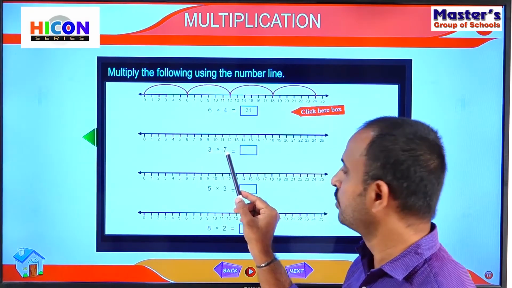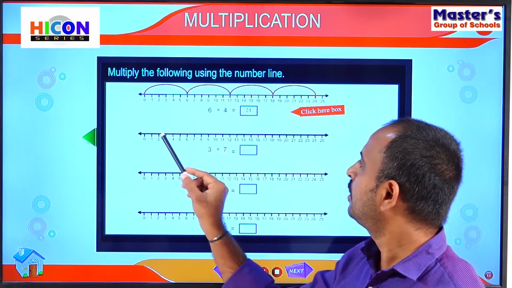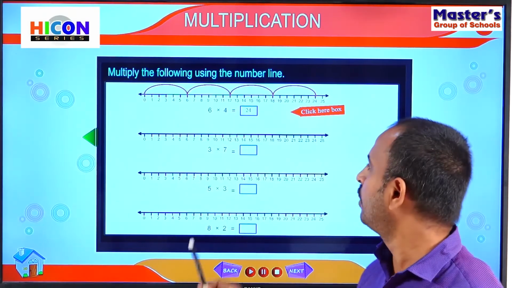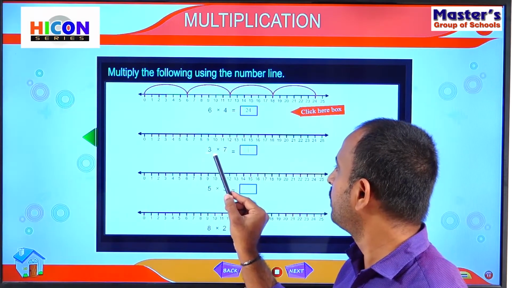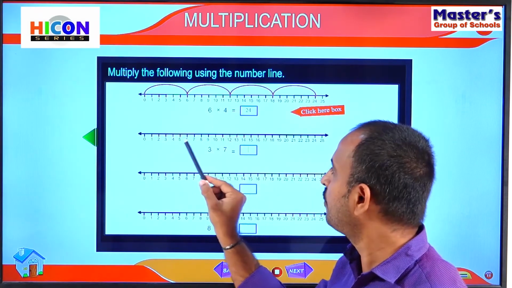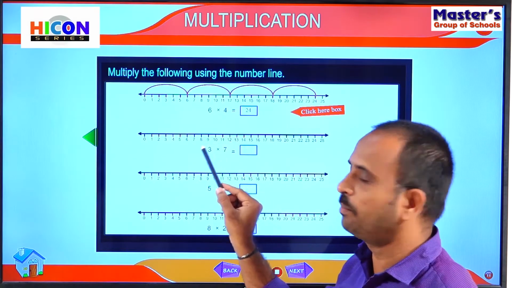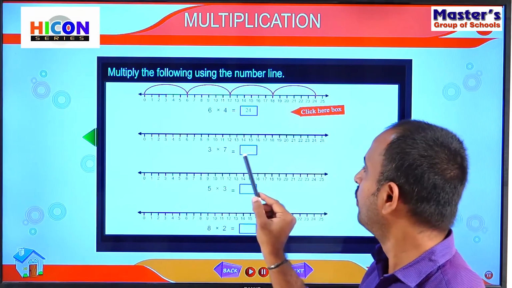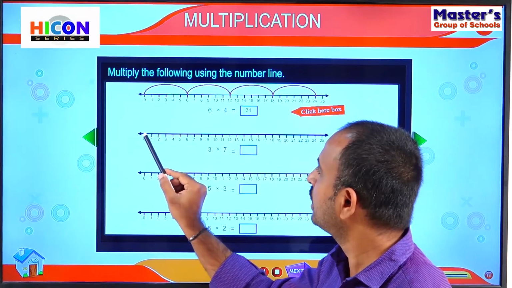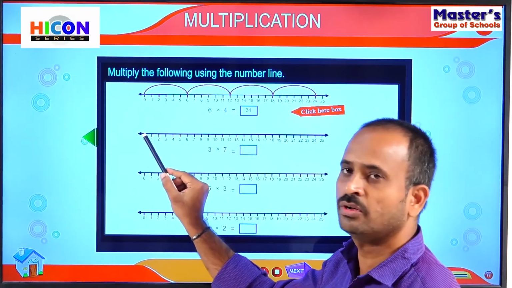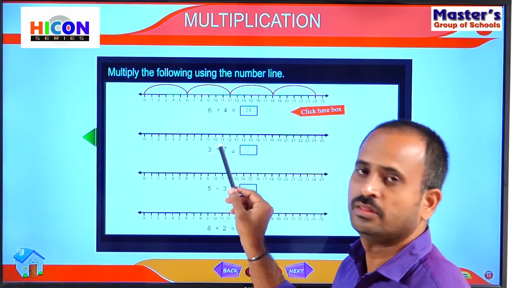That is 3 into 7. That is, we have to multiply these 2 numbers on the number line. So how do we have to multiply these 2 numbers on the number line? Here, the first number represents the number of numbers we have to cross, and the second number represents the number of steps we have to move. So how many steps do we have to move? We have to move 7 steps starting from 0. So start from 0, move 7 steps, and in each step you have to cross 3 numbers.